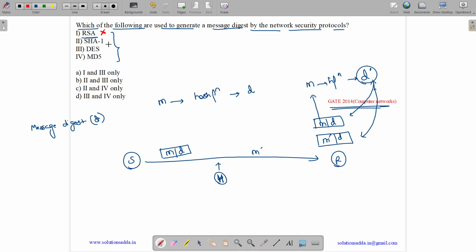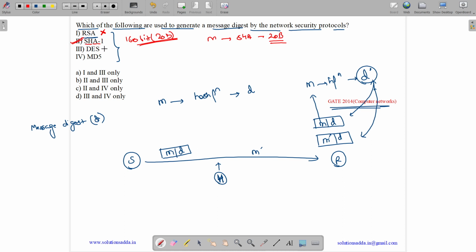What is SHA-1? SHA-1 stands for secure hash algorithm. It is basically a cryptographic hash function. It produces 160 bit, or you can say 20 byte hash value, or you can say message digest. So when a message is given to SHA-1, it produces a 20 byte message digest. So it is a message digest producing algorithm, a cryptographic hash function.